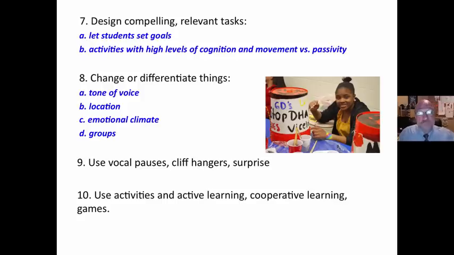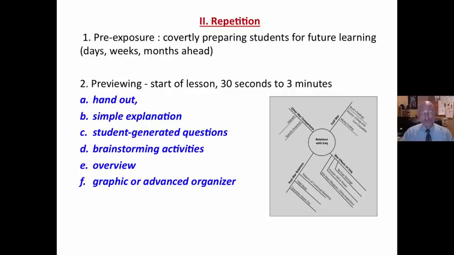Design compelling, relevant tasks, activities that engage high levels of cognition and movement versus passively receiving stuff. Let students set goals. Change things. Differentiate things, tone of voice, location, emotional climate, groups. Use vocal pauses, cliffhangers, and surprise. Use activities in active learning. Cooperative learning is wonderful because you have to engage in conversation. You learn at deeper levels.